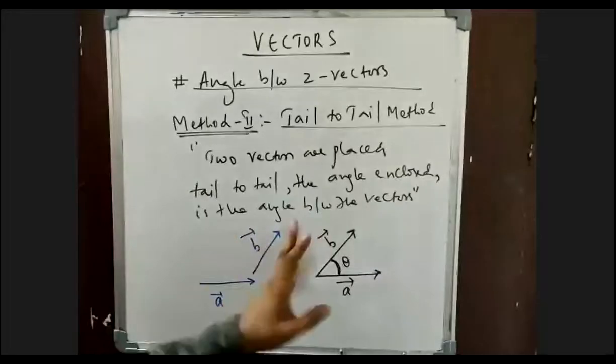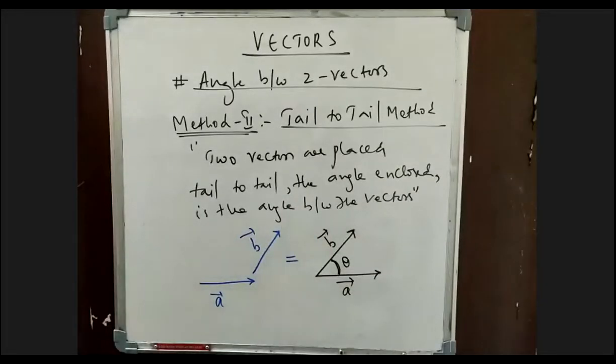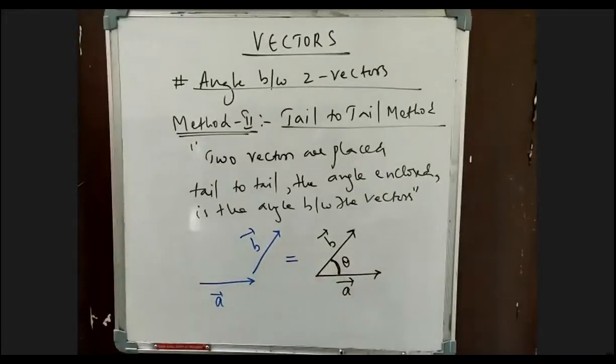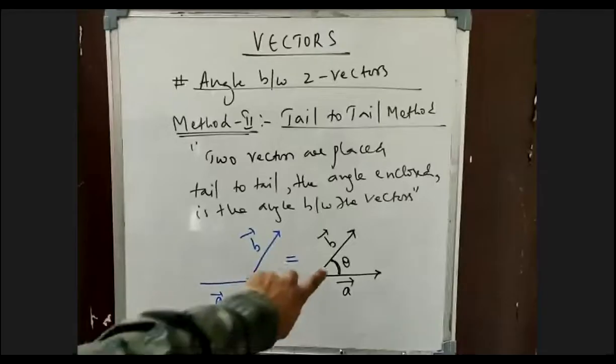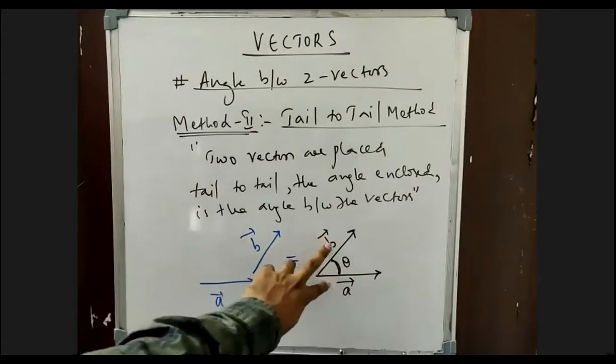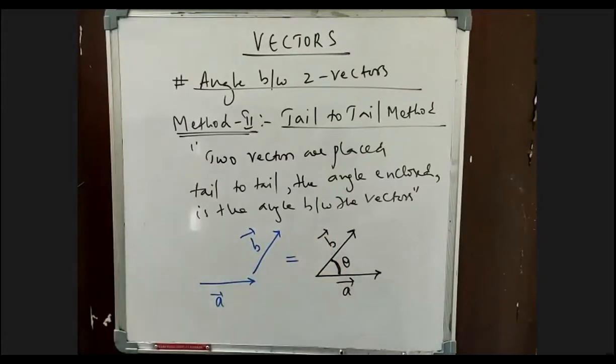The angle enclosed is the angle between the vectors. Sir, should we take the angle which is inner or external? Internal. But I told you, angle enclosed. In tail to tail, angle enclosed means the internal angle, we should take theta. Yeah, internal angle. See in the diagram I have drawn here right now. Whatever angle is enclosed between the two vectors A bar and B bar, that will be the angle.